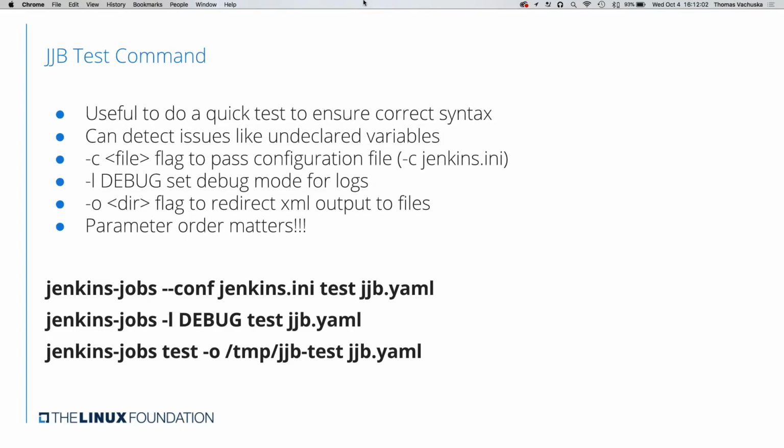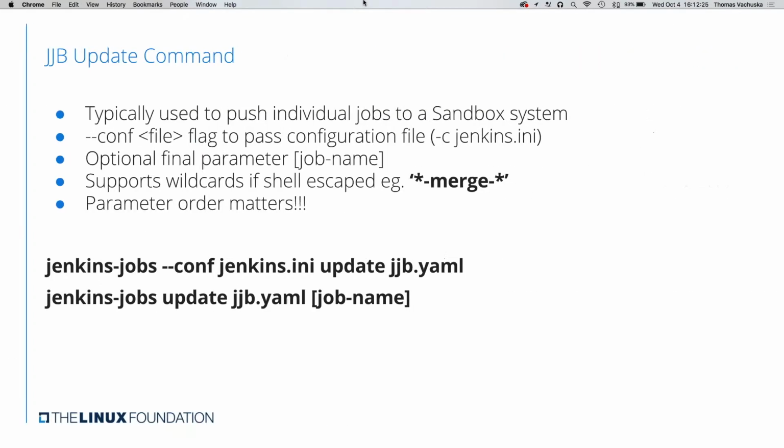And so, as you might notice right here in the bullet points up above, parameter order actually really matters to Jenkins Job Builder. So the configuration file always has to be defined before you do anything else. I found that out much to my woe many times when I tried to stick it at the very end of the line. So just a couple of things to be aware of there. Moving on.